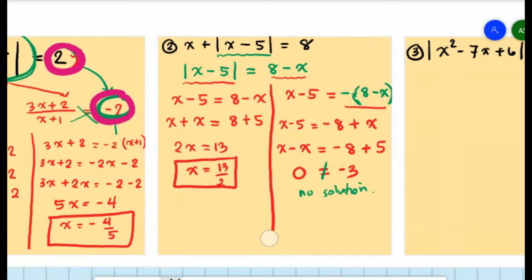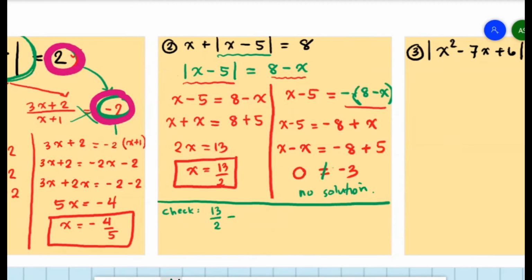Now let us check. Let's check for the equation. This is one of the good things about mathematics, because sometimes you can check whether you got the answer correctly. So how do we check? Substitute your x, which is 13 over 2.